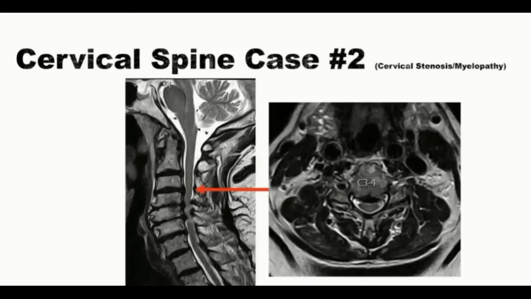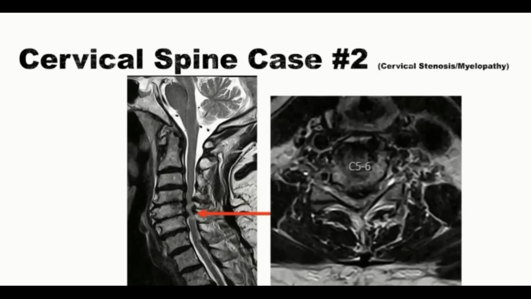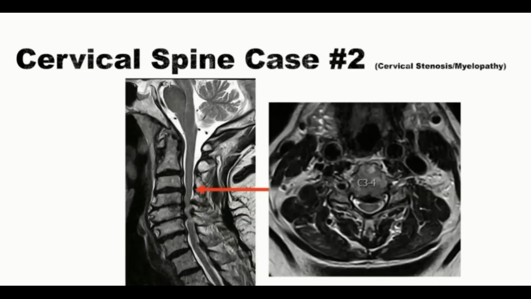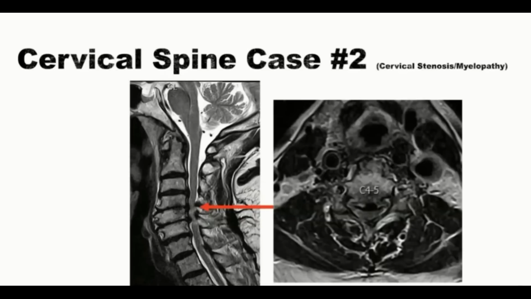So let's look at this level. This is C3-4. You can see that the cord is effaced. That term means manipulated. The morphology of the cord has been changed by some mass effect. It's occurring at 3-4, more so at 4-5, and the worst of it is at 5-6. So that would be spinal stenosis with spinal cord effacement and associated cord signal change is how I would probably dictate that.